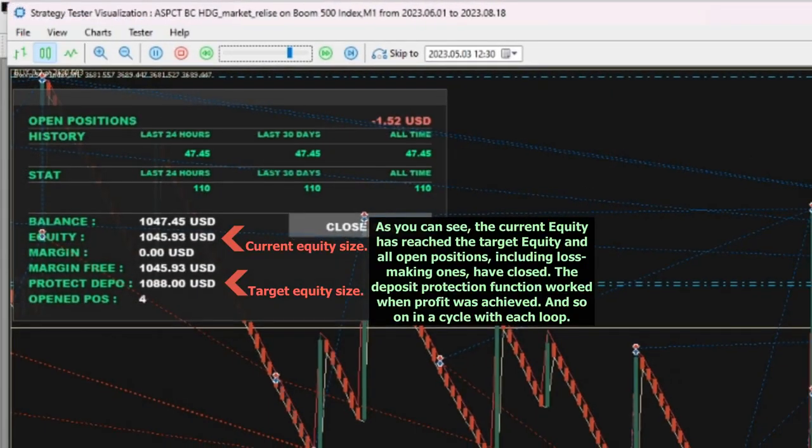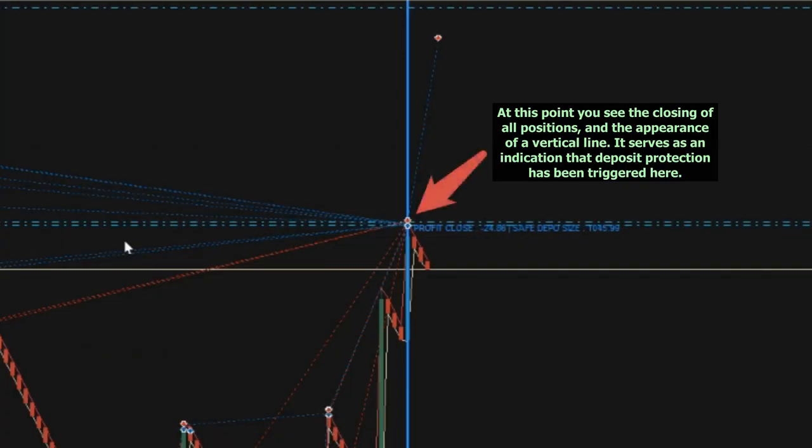As you can see, the current equity has reached the target equity and all open positions, including loss-making ones, have closed. The deposit protection function worked when profit was achieved, and so on in a cycle with each loop. At this point you see the closing of all positions and the appearance of a vertical line. It serves as an indication that deposit protection has been triggered here.